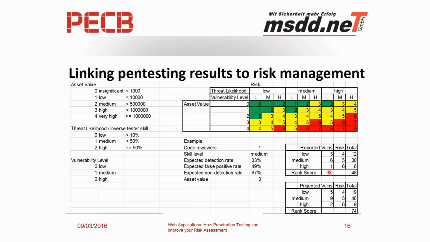So with the parameters given here, you can look up in the matrix: medium threat likelihood, medium threat level, low vulnerability level, high vulnerability level, asset value 3. This is this line, and there you have the risk values 4, 5, and 6. If you multiply them with the number of vulnerabilities, you will get a score, and if you sum up each individual score, you end up with 48.